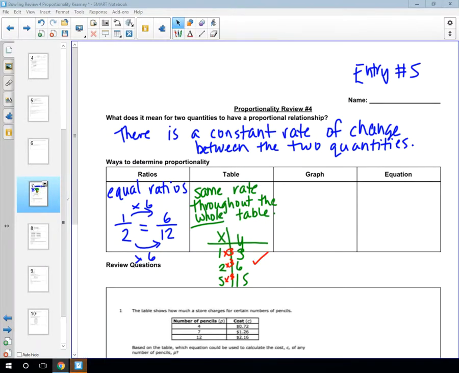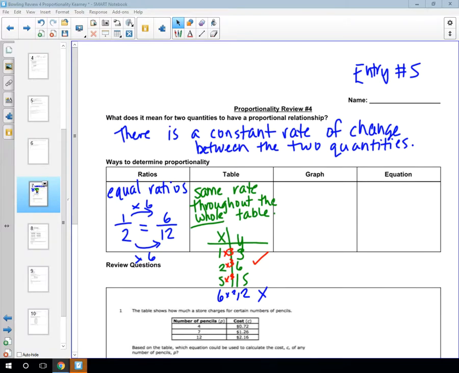Now, if for some reason down here we were to put 6 and 12, what would you multiply 6 by to give you 12? That would be 2, so that would not be proportional, okay? So it has to have the same constant rate of change throughout the entire table.